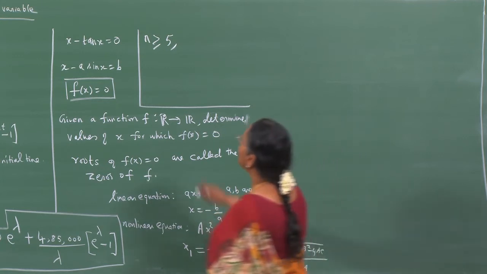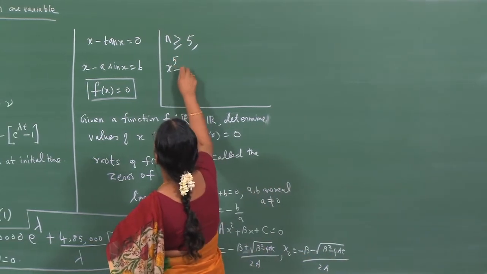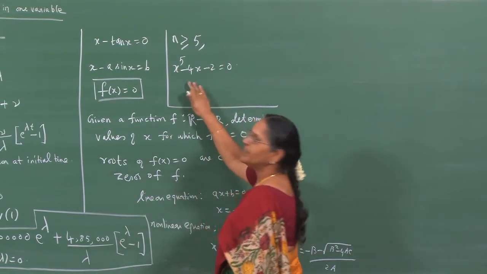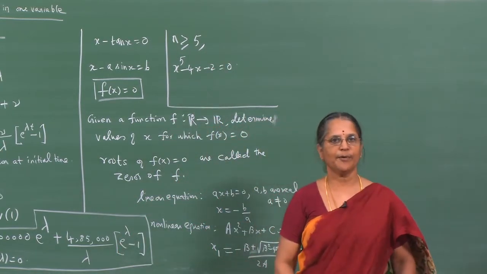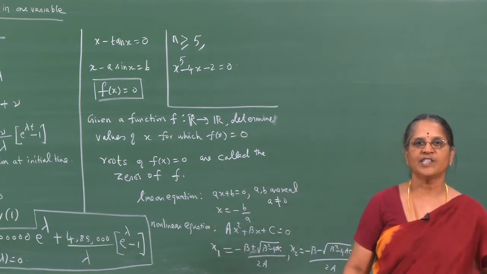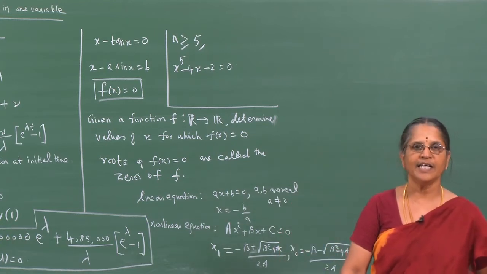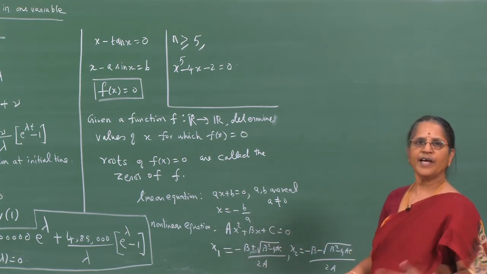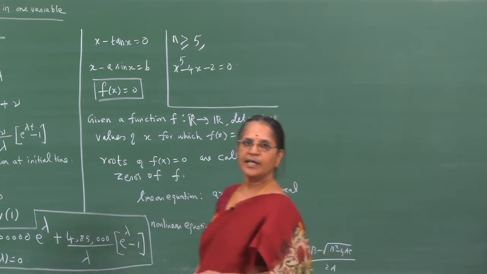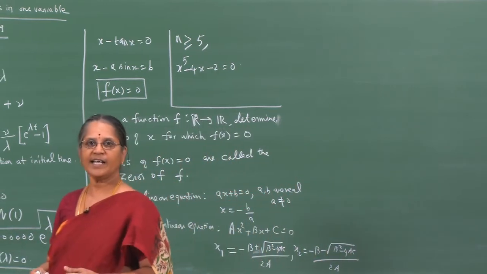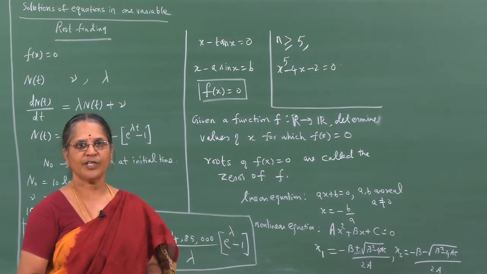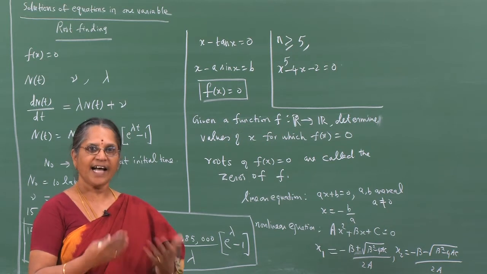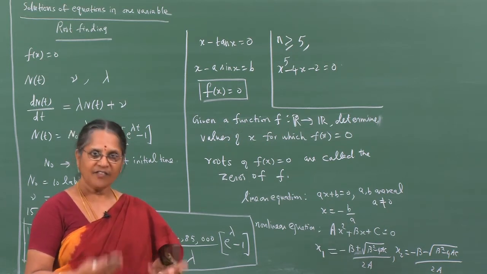For example, consider the equation x⁵ - 4x - 2 = 0. The coefficients are integers. It is not possible to obtain a solution of this fifth degree polynomial equation in terms of radicals. So, we are faced with the following question. How can we decide whether a given equation f(x) = 0 has a root? And if it has a root, then how can we find it?